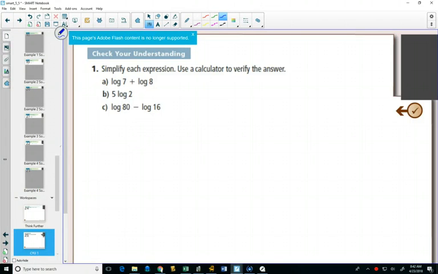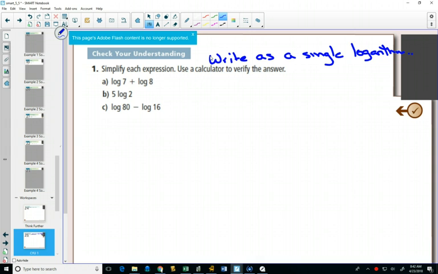The first stage of just working with our log laws is to simplify them. Now, sometimes a question like this will say simplify. Sometimes the question will say write as a single logarithm. But anytime it says simplify or write as a single logarithm, we're going to want to take our log laws and change them to the left-hand side.